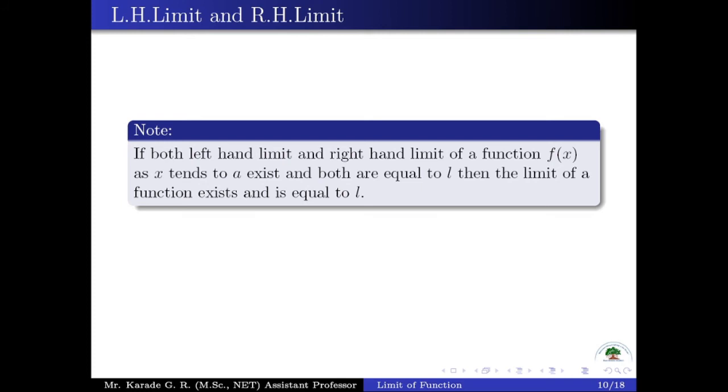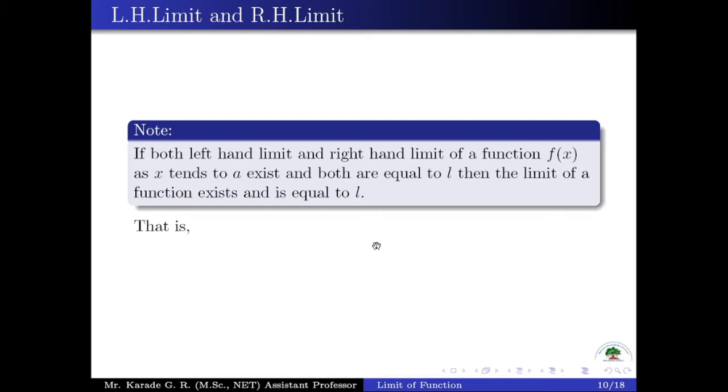Okay, now see the left hand limit and right hand limit. We have to write one note. If both the left hand limit and right hand limit of a function f of x as x tends to a exist and both are equal to L, then the limit of the function exists and is equal to L. So whenever both the limits exist and they are equal, then the limit of that function exists and that limit is equal to the common value L.